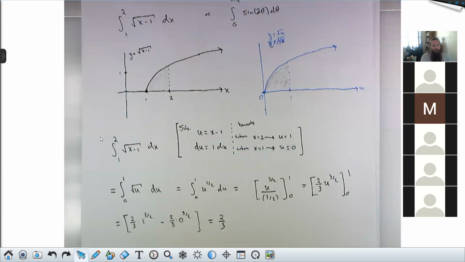Similarly, if I take my old upper bound, which was 2, okay, when x is equal to 2, what is u? Well, let's come over here. I'm going to plug 2 in here. When x is equal to 2, u is equal to 2 minus 1. Well, 2 minus 1 is 1. So the old upper bound of x equals 2 leads to the new upper bound, u equals 1. So you choose your substitution, calculate your differential, change your bounds, then plug everything in.